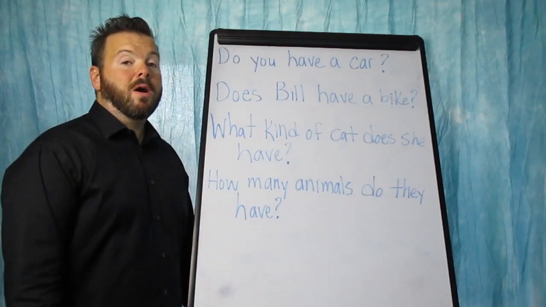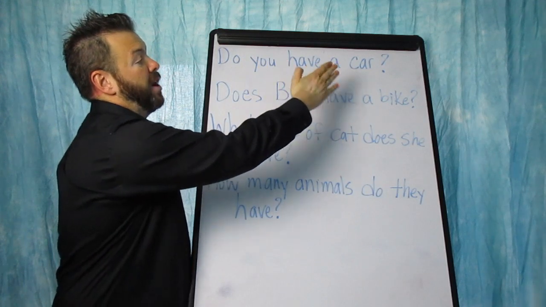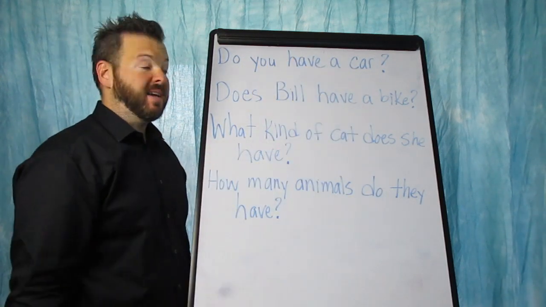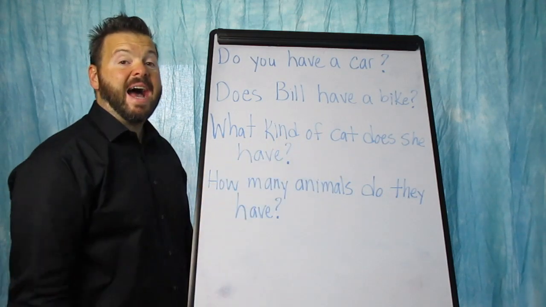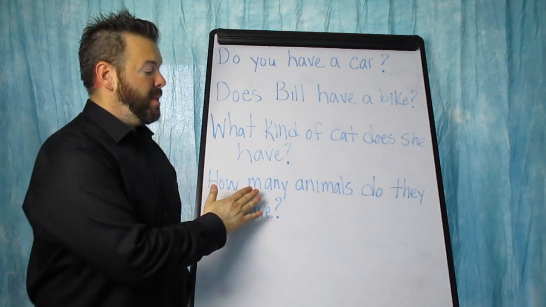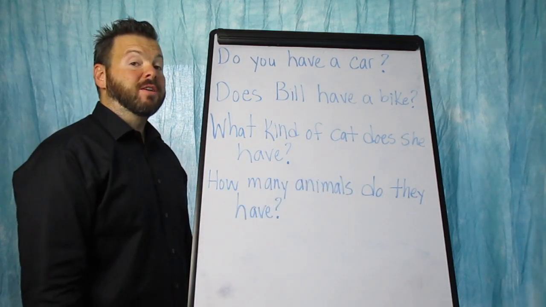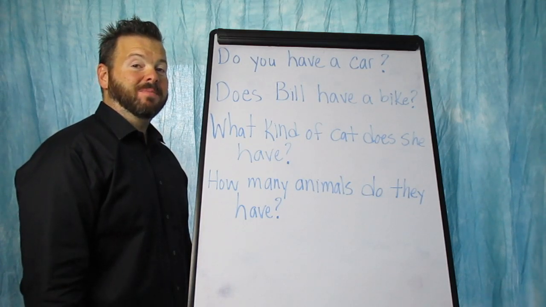Here are more examples for you. Do you have a car? Does Bill have a bike? What kind of cat does she have? How many animals do they have? Pause the video here, write everything down, and read it to yourself.